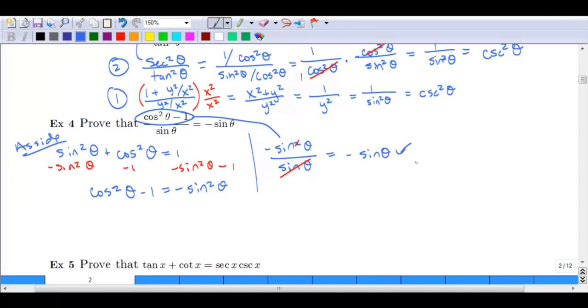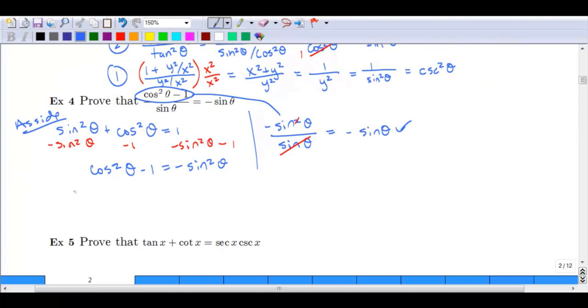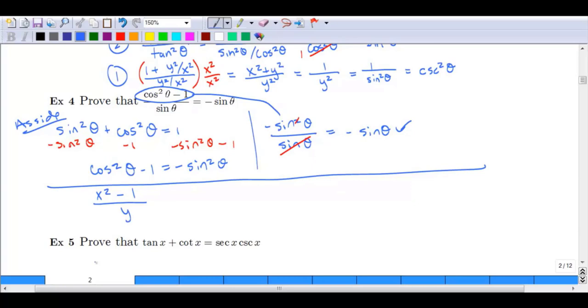If we wanted to go through and do this with the x's and y's, then cosine is x, so we have x squared minus 1 over sine, which is y. It's a little bit harder to see what's going on here, and you can see how it's not really going to get you anywhere with this one. It's going to be really hard to move along. You can go back to this aside that we had up here. That's really the only thing you can do.